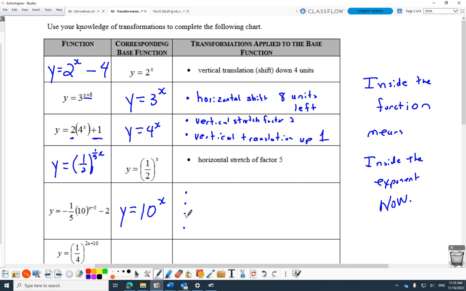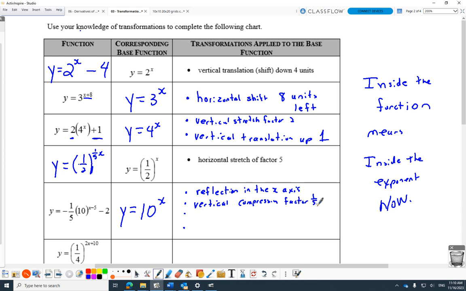Okay, so what do you got? I got reflection in the x-axis. And then I got vertical compression by a factor of 1/5.